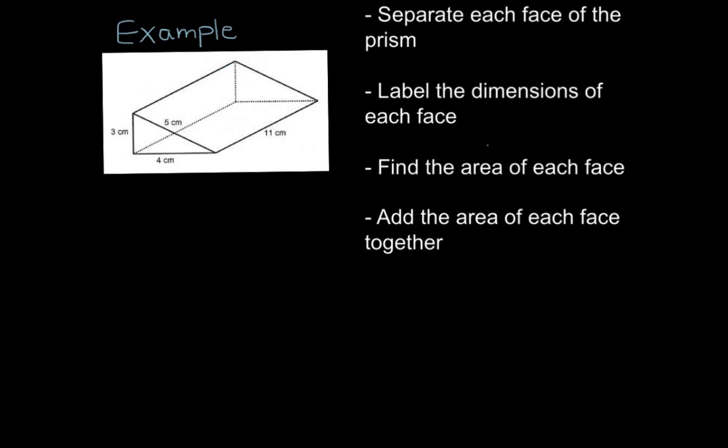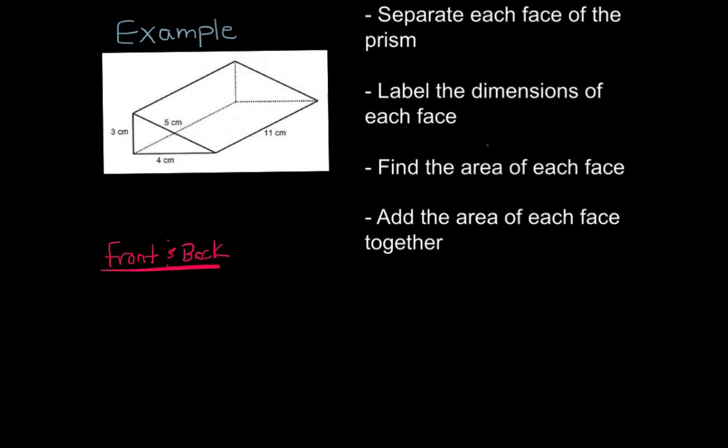All right, y'all, here we go again. This time we're dealing with a triangular prism, so we're going to start by separating each face of the prism. Let's start with the front and the back. And it doesn't matter if you want to start with the front and the back, the top and the bottom, the sides, it doesn't matter. I'm just selecting some here. So we're going to start with the front and the back. So I'm just going to label that here so I know what I'm looking at.